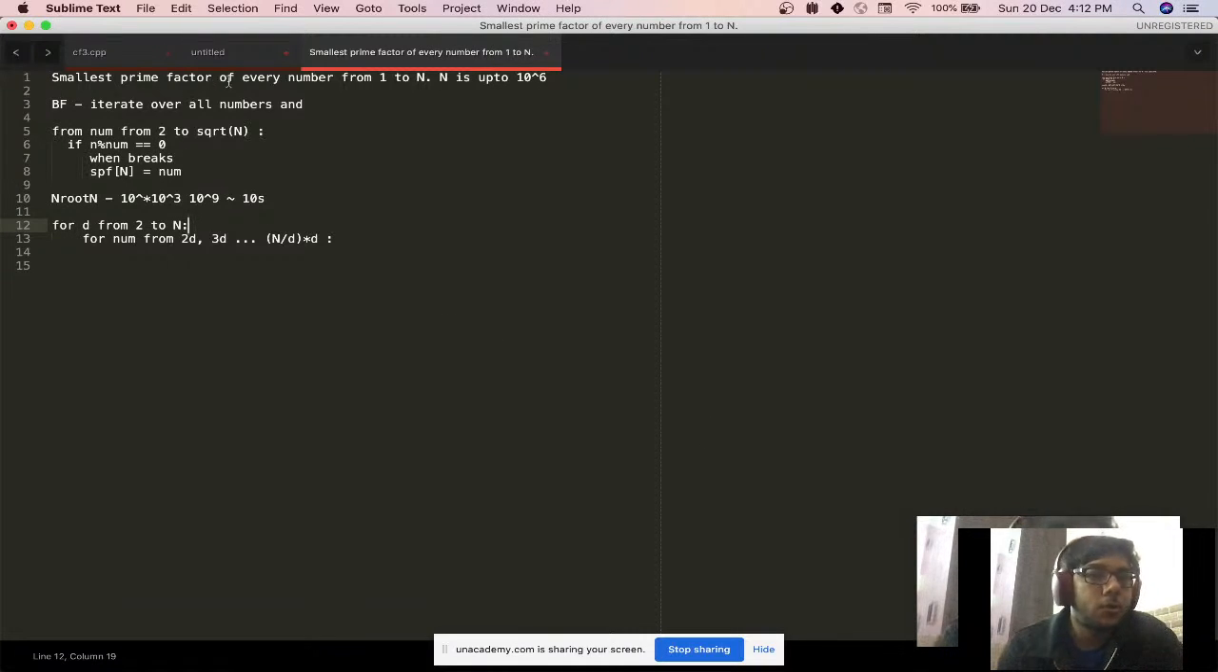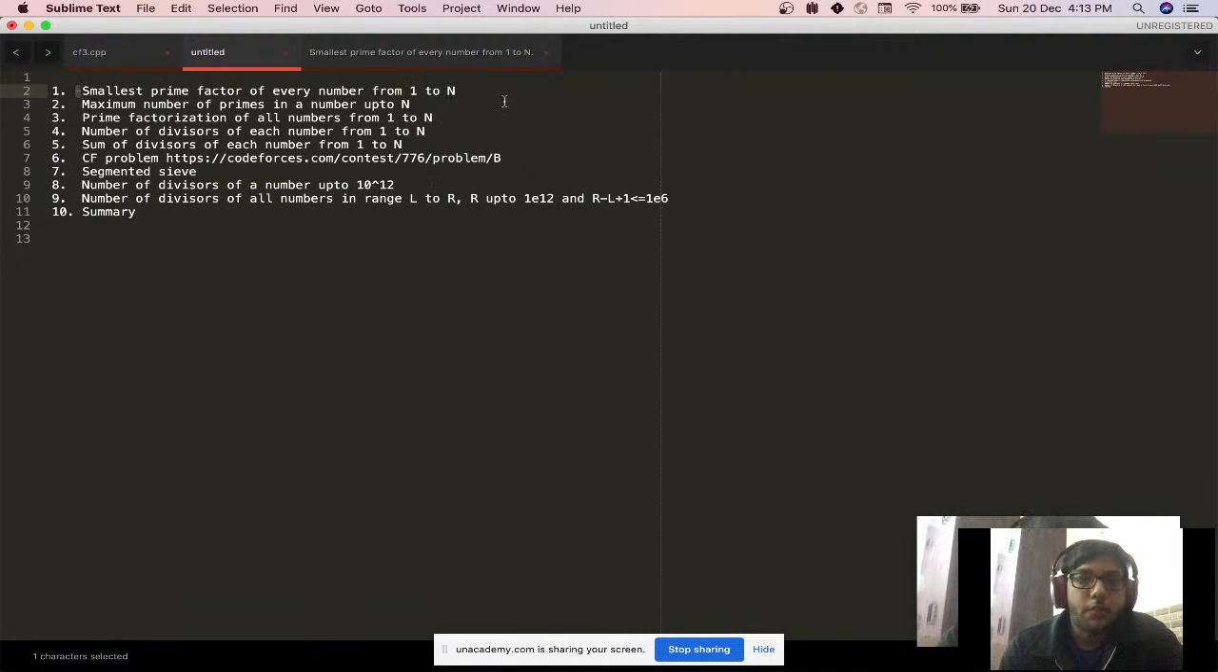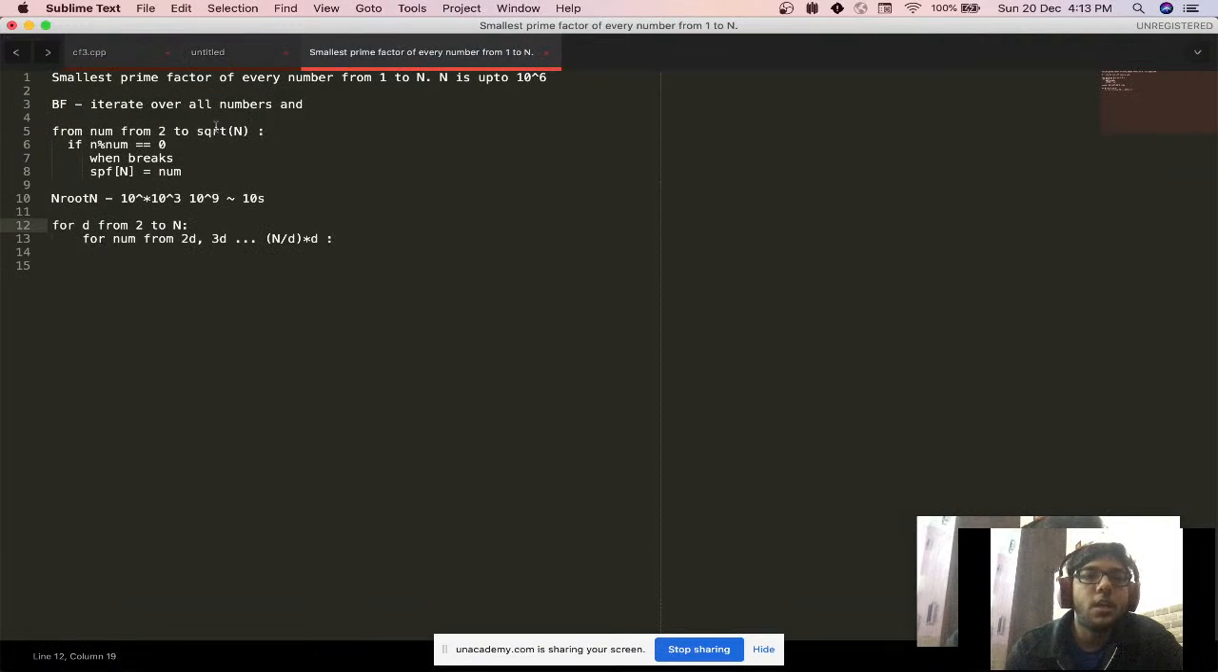So this is all of the things that we are going to cover today. The first thing that we were going to cover is the smallest prime factor. Let us say that we want to find the smallest prime factor of every number from 1 to n. We discuss the brute force approach where we iterate over every number from 1 to n and try to find its smallest prime factor separately. Every number is independent of one another, and I'm trying to solve the problem independently for each number from 1 to n.